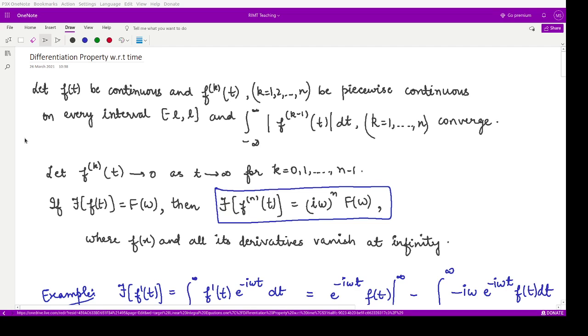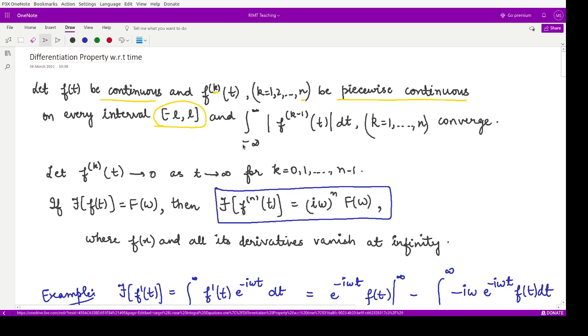So firstly, we will discuss what is this differentiation property with respect to time. For that, let us see first what are the conditions involved. So the conditions here are f of t should be a continuous function. Its first k derivatives, that means the first derivative, second derivative, third derivative up to nth derivative, they should be piecewise continuous functions defined on this closed interval minus L to L.